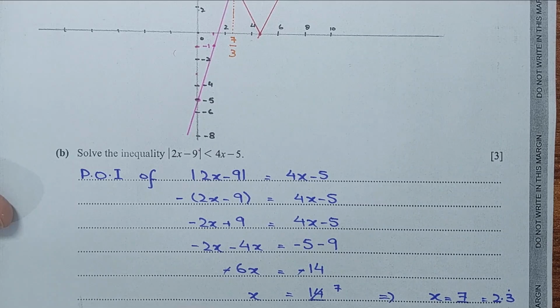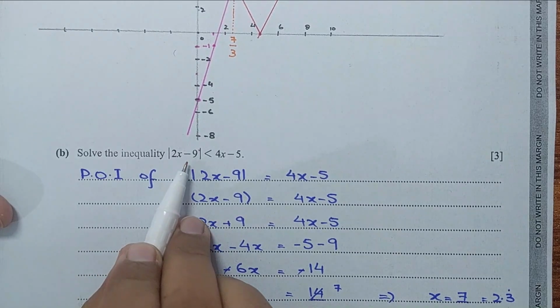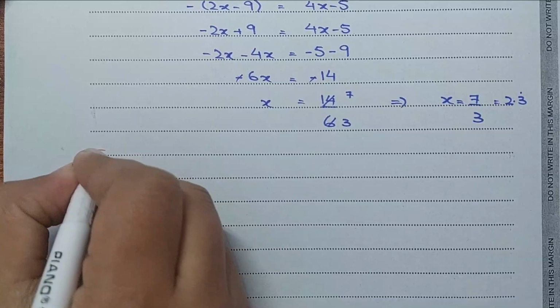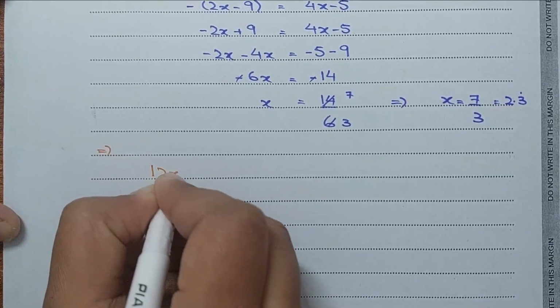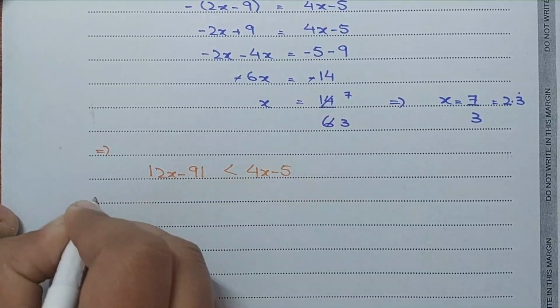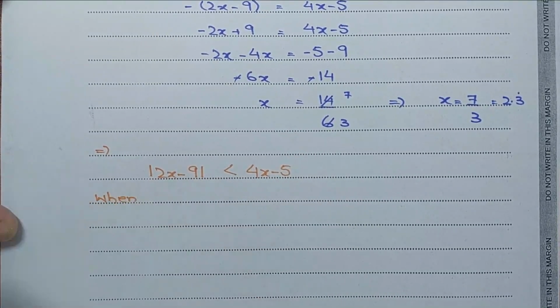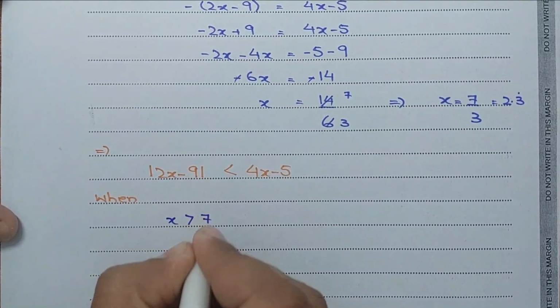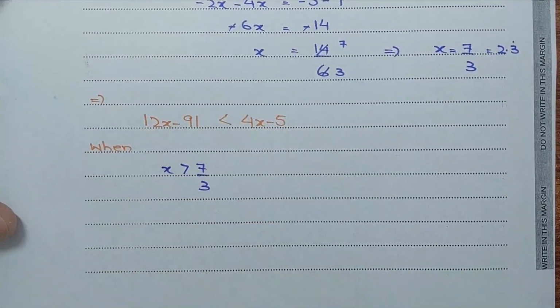We have negative 5, and negative 5 absolute is positive 5, right? And 4 times 2 is 8, and 8 take away 5 is 3, right? So is 5 less than 3? No, it's greater than 3, right? So this implies the absolute value of 2x minus 9 is less than 4x minus 5 when x should be greater than 7 by 3, right? So we need to verify this.